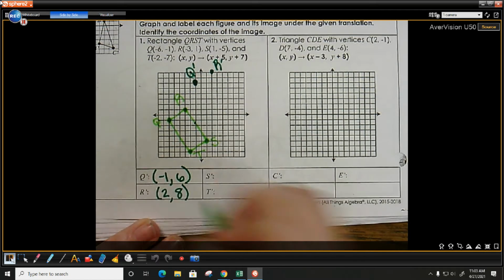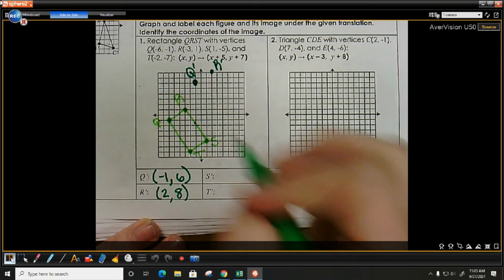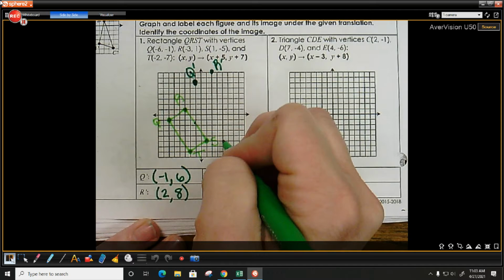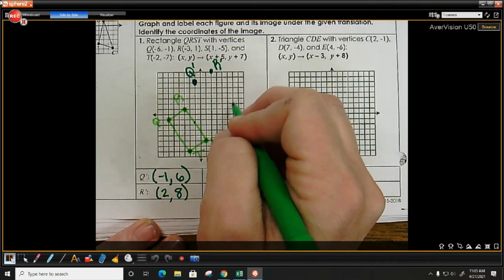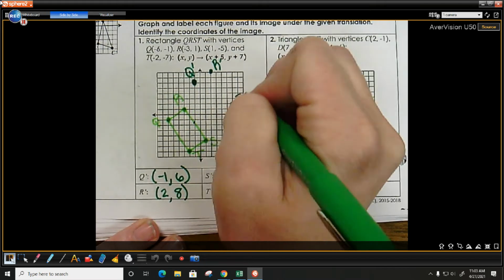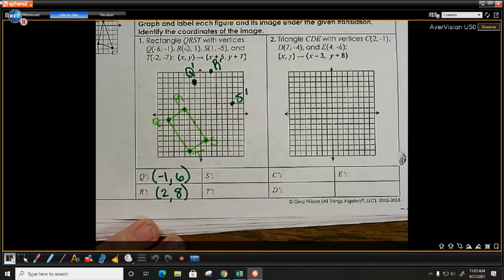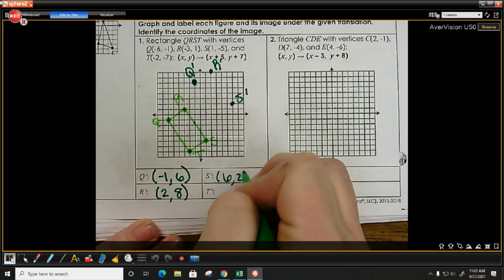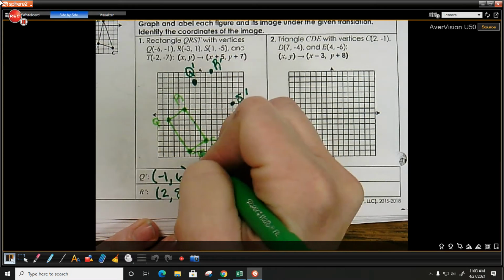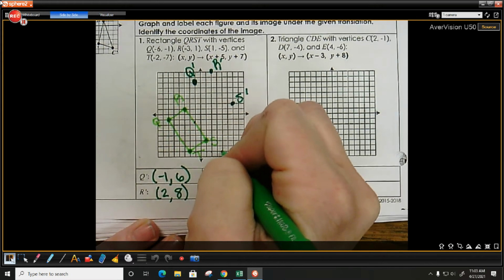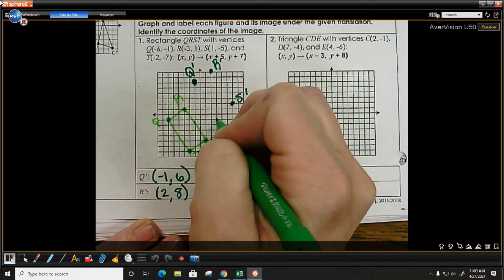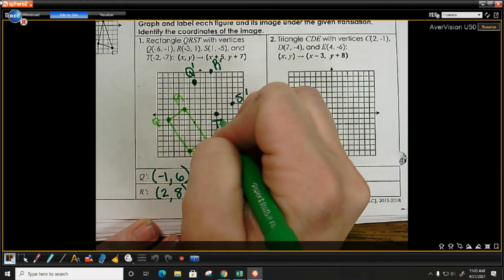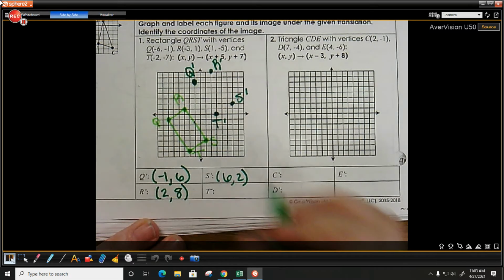2, 8. Good. Then let's go to point S. 1, 2, 3, 4, 5. Right? 1, 2, 3, 4, 5, 6, 7 up. And that ordered pair then is where? 6, 2. And then my last one, 1, 2, 3, 4, 5, 5. And then 7 up, 1, 2, 3, 4, 5, 6, 7. And that's your T prime. What's that ordered pair? 3, 0.